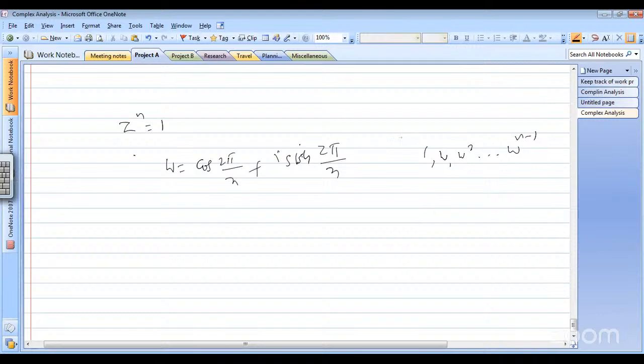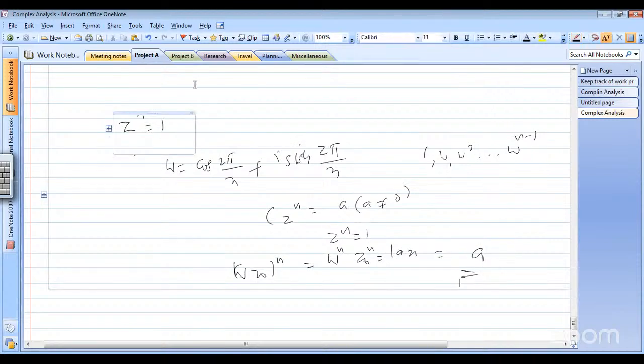Suppose z0 is one of the solutions of z^n = a, where a is not equal to 0. Let w be a solution of z^n = 1. Therefore (w z0)^n = w^n z0^n, that is 1 times a, which is equal to a. So w z0 is a solution of the equation z^n = a. Therefore, we have to take one example here.